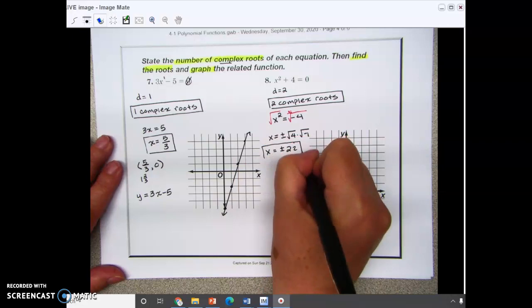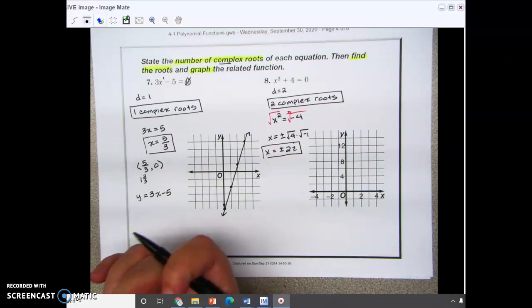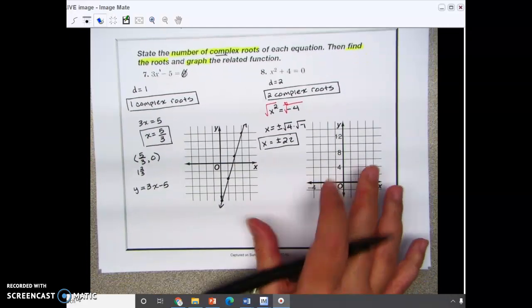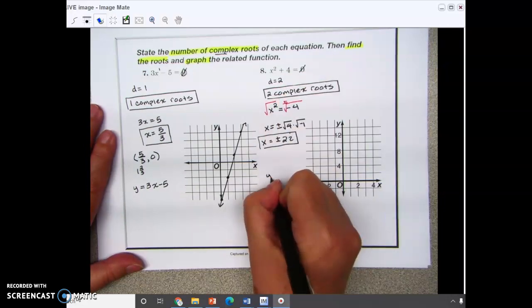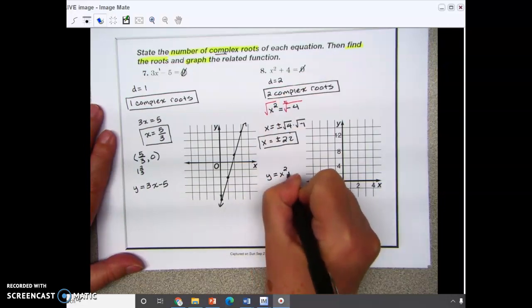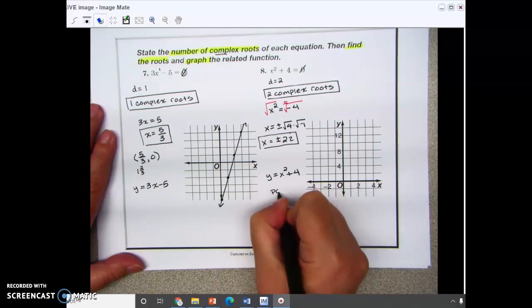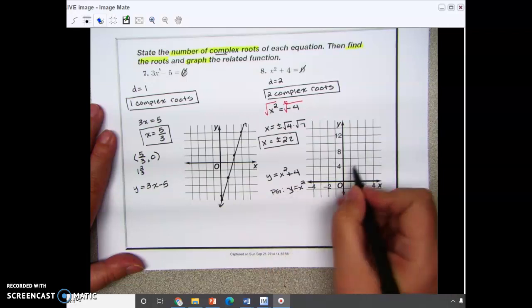So these are going to be my complex roots, and I can't call that (2i, 0) because there's no such thing as 2i on this plane. It's not real. So if I change the 0 into a y, we're looking at y is equal to x squared plus 4. So my parent graph is a parabola, y equals x squared, translated up 4 units.